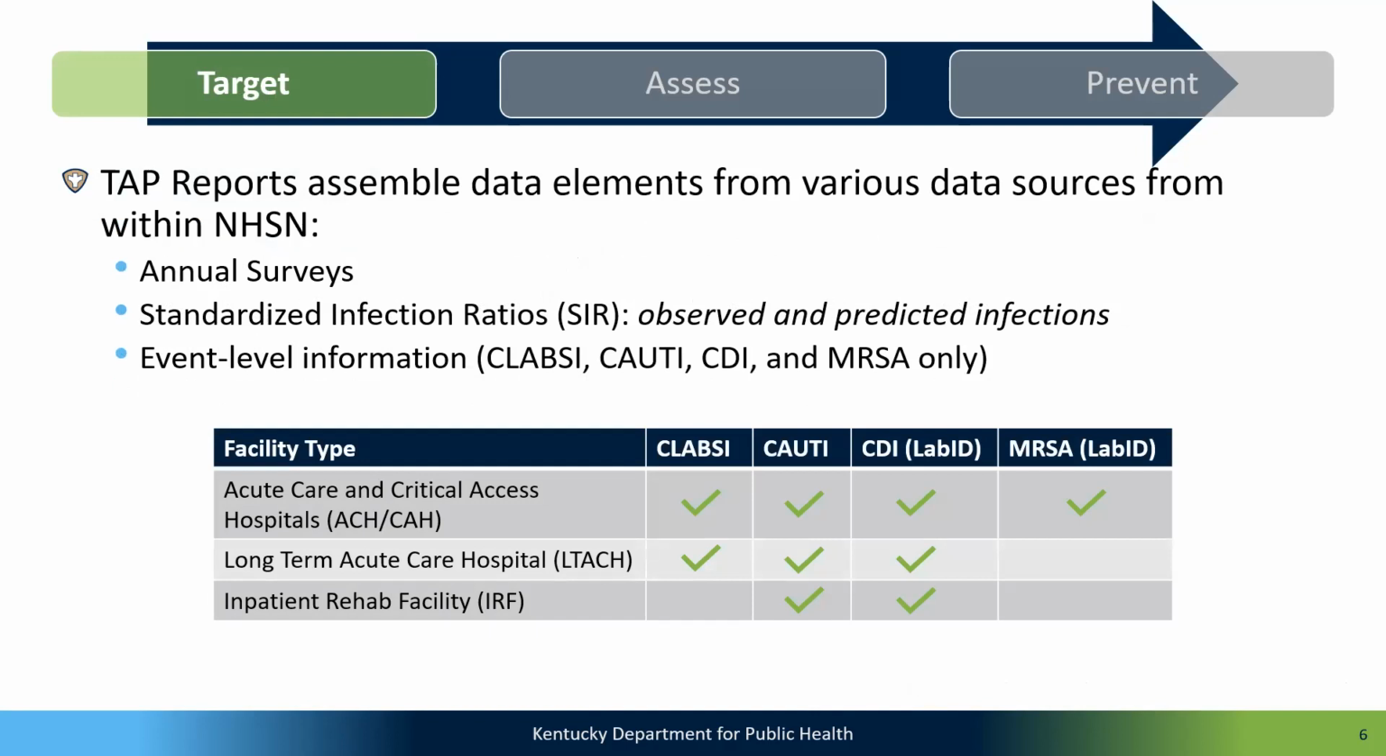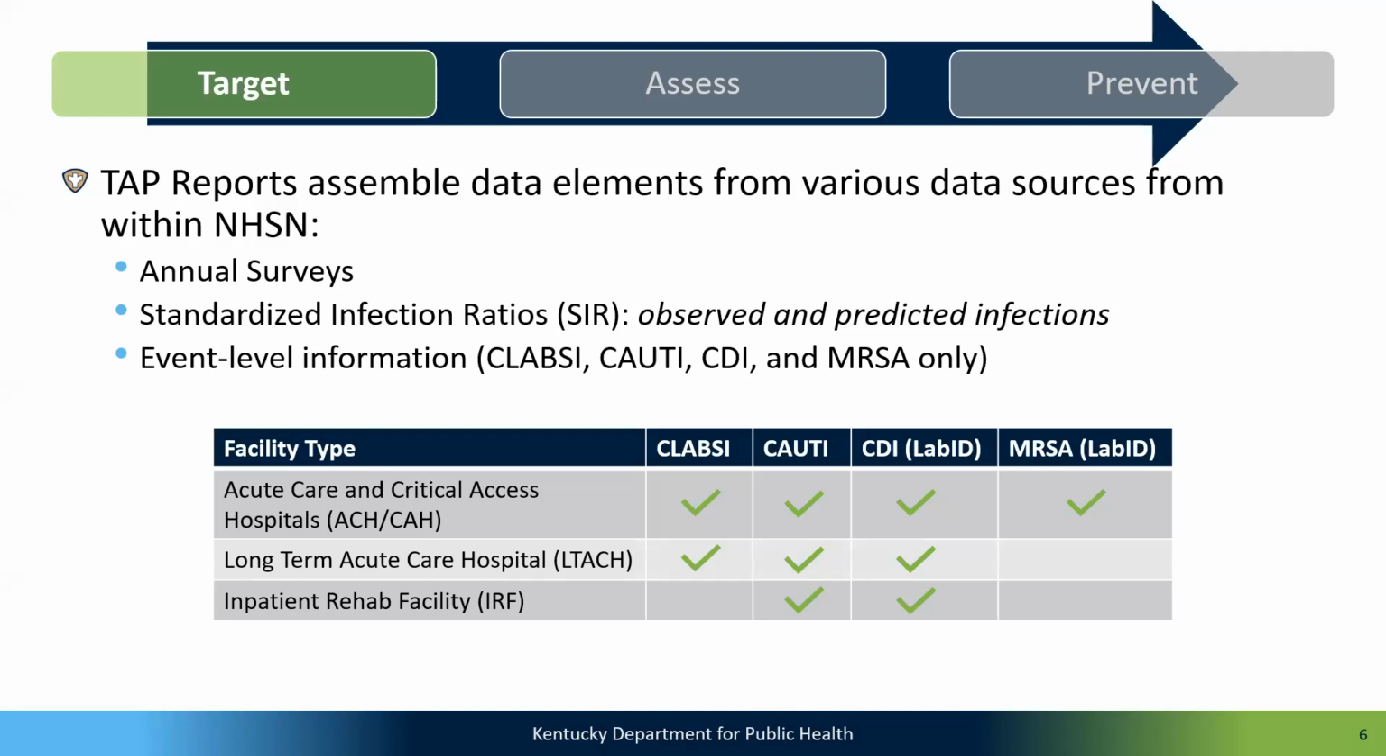So TAP reports are really driven by data from a variety of different data sources, starting with our annual surveys that we're completing every March of each year. These are used to adjust for the expected risks within our facilities, which is then used to produce a predicted number of HAIs, as well as a standardized infection ratio, or SIR. These ratios are calculated using the observed and predicted infections and provide a standardized measure to evaluate our infection rate. They account for patient risk factors, giving us an objective benchmark.